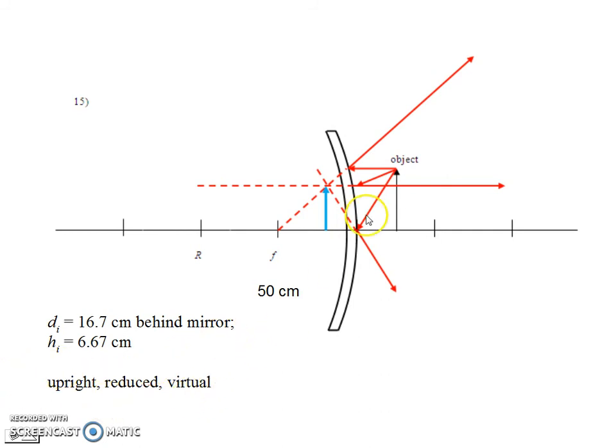The only possible exception is if the object is directly up against the mirror, in which case it's still virtual and it's still upright, but we kind of don't say it's reduced, we kind of say it's life size. It's right up against the mirror. There's really no change in the size of the image. But for everything else, it's always going to be reduced.